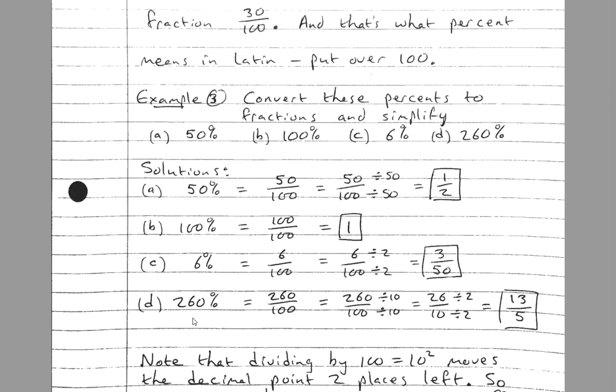Percents can be bigger than 100. Here we have 260%. So that's 260 over 100. Cancel 10's, cancel 2's. That's 13 over 5. So any percents that are 100 or higher, you'll end up with an improper fraction.